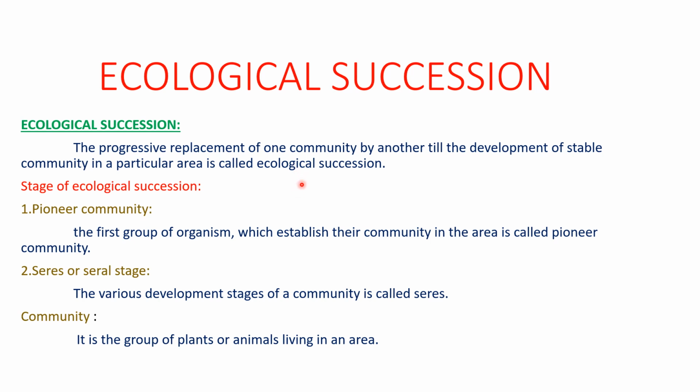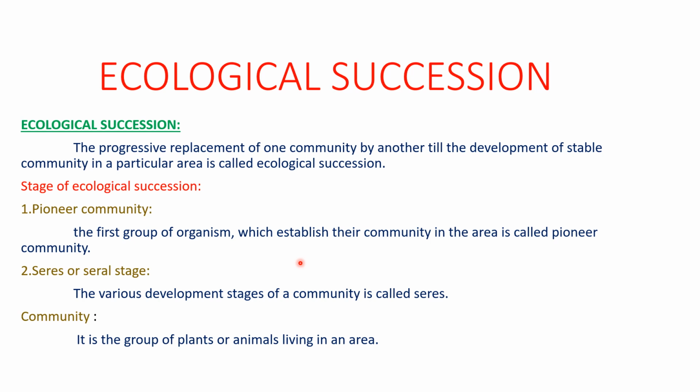The progressive replacement of one community by another, till the development of a stable community in a particular area, is called ecological succession. Ecological succession has different stages. The first stage is the pioneer community. In this stage, the group of organisms which establish the community in an area is called the pioneer community.